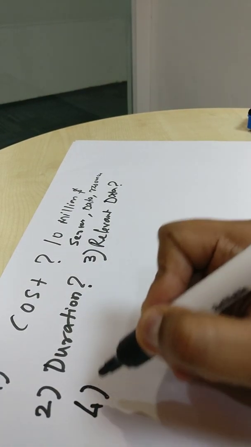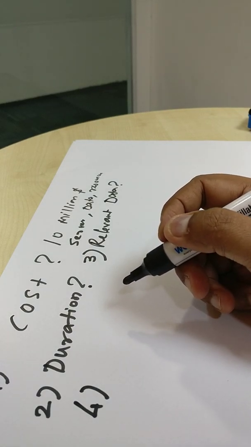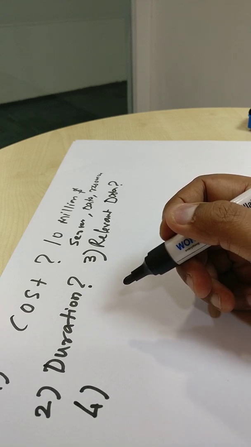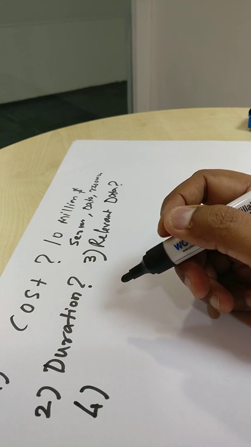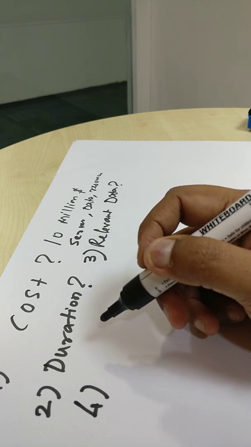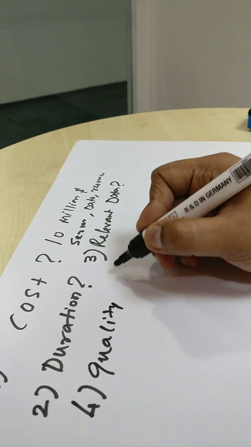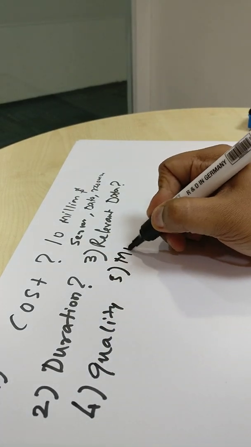The fourth question in this case is, what is the data quality? We might have a lot of data, but the data could be noisy. There could be so much missing data. Now, the missing data, of course, is very specific and very important for our project. So the fourth is the quality of the data, and the fifth one is missing data.